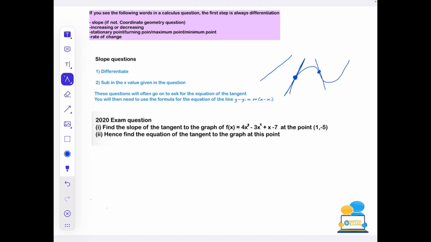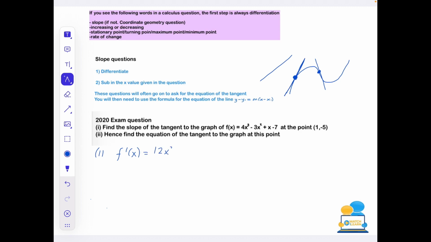Now this 2020 question is actually an ordinary level exam question, but we have to start at this just to get a grasp of what calculus is all about, and it's also good revision for our coordinate geometry. So find the slope of the tangent to the graph of f of x is equal to 4x cubed minus 3x squared plus x minus 7 at the point (1, minus 5). So it's a slope question. We're going to follow our 2 steps up there. So first we're going to differentiate.